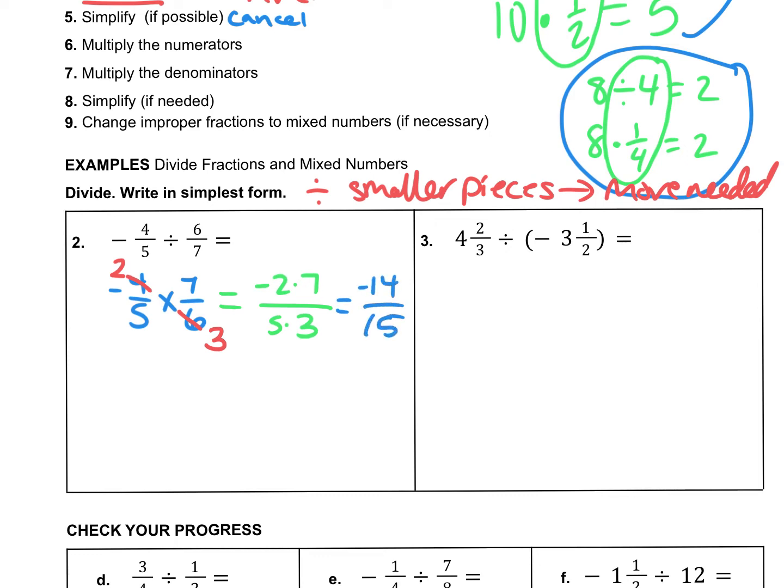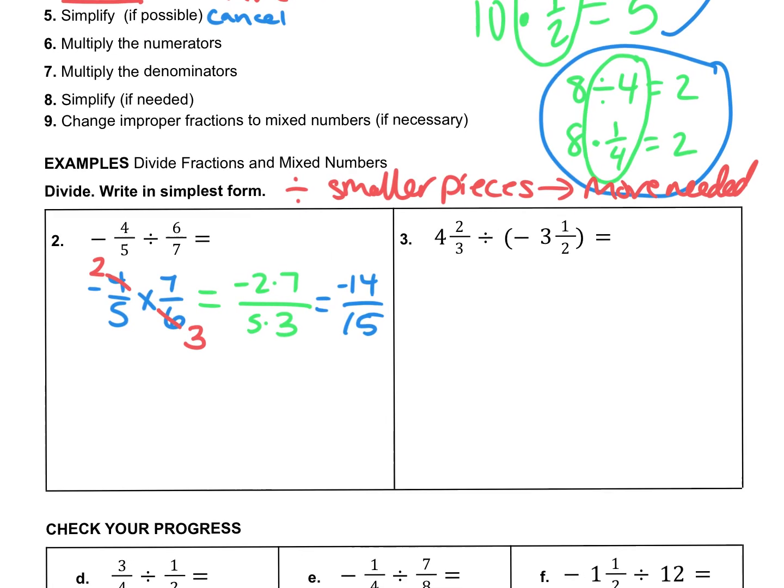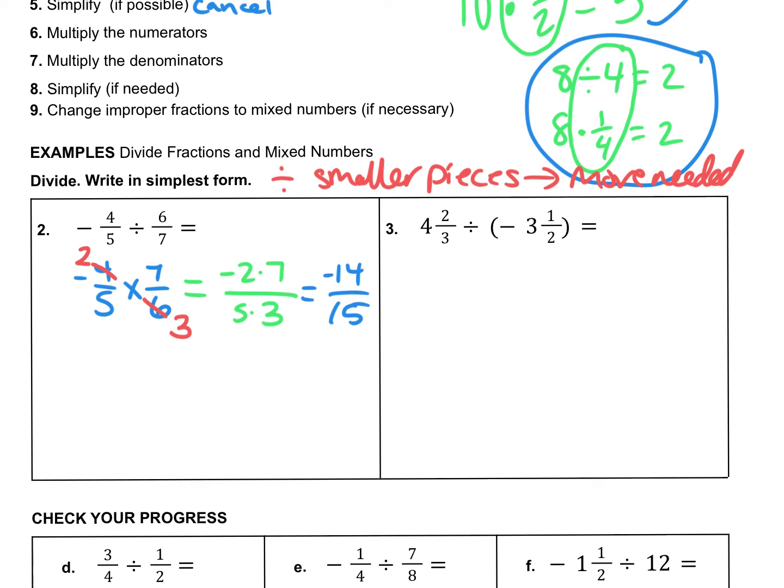It would be good for me to estimate ahead of time, so I should start doing that also. So here I have something about 4 divided by 3. Well, I know 3 goes in there 1 time, so I think it's going to be a little bit more than 1, and I know that it's a positive divided by a negative, so I think my answer is going to be a negative. So just doing some of that forethinking to help you know that you're on the right track.